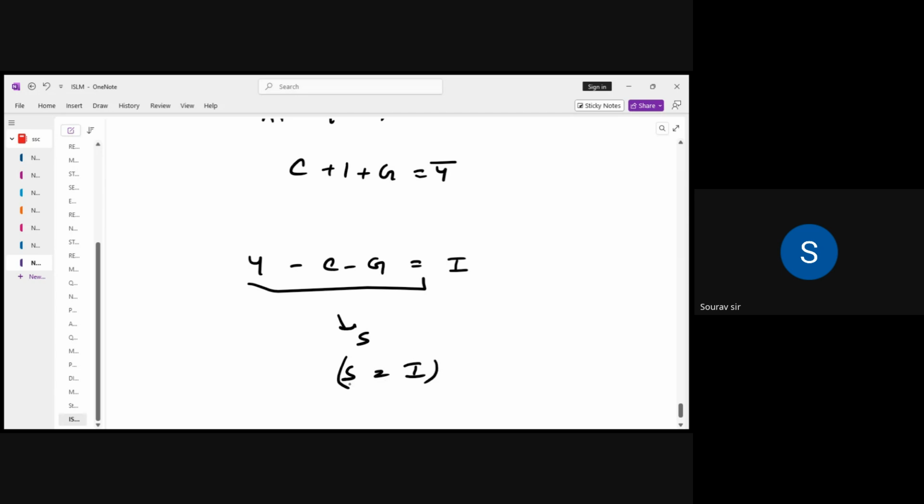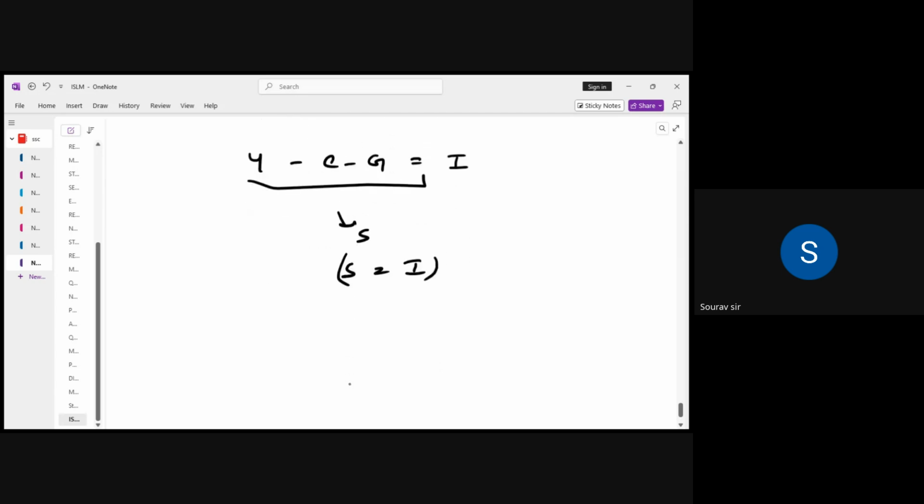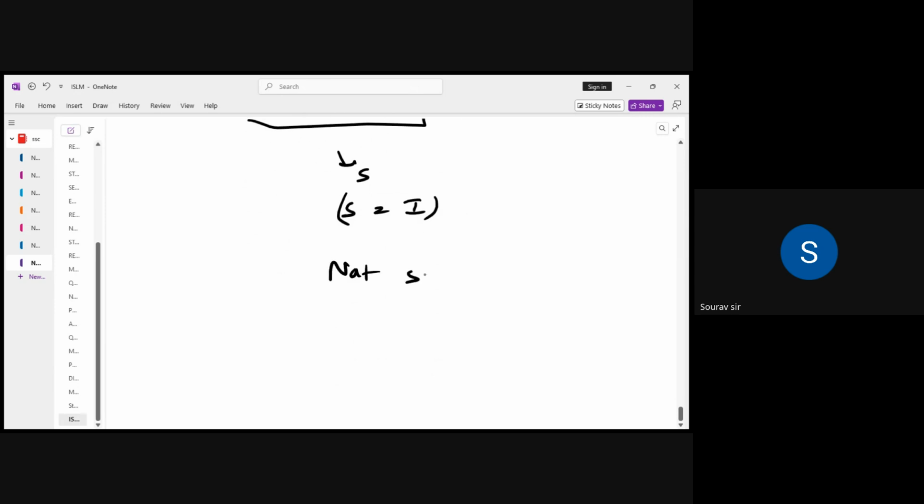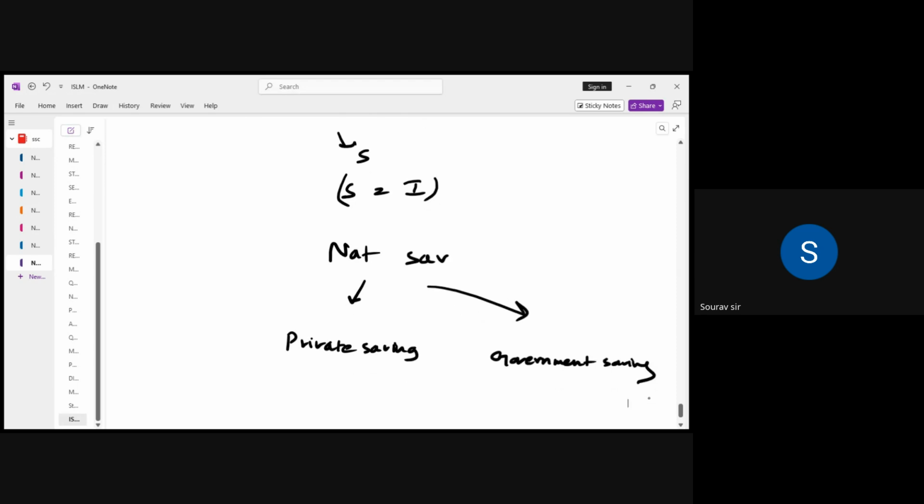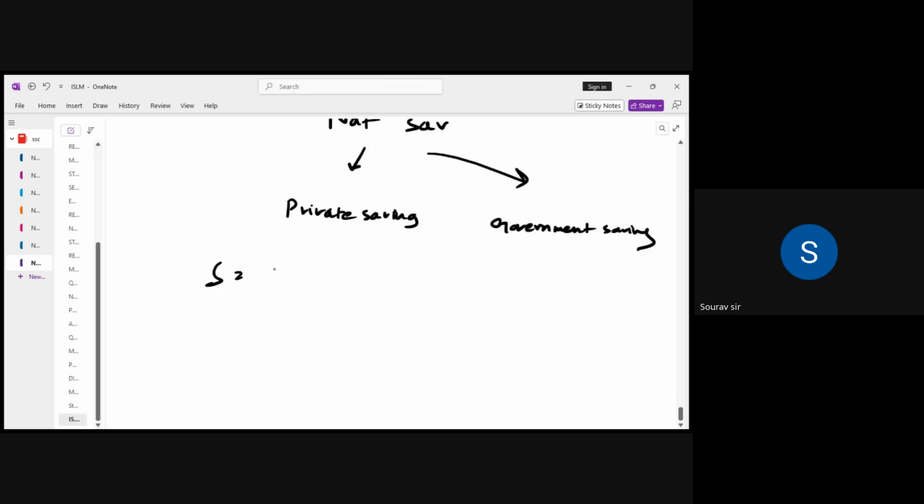So national saving has two components. What are the two components? Private saving and government saving. So here S is equal to Y minus T minus C plus T minus G, that is equal to I. So the inflow into this financial market must balance the outflow from the financial market.